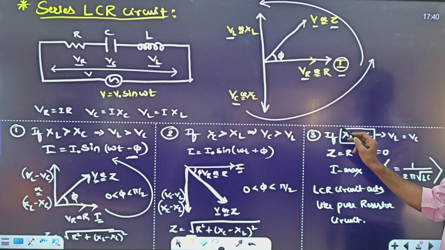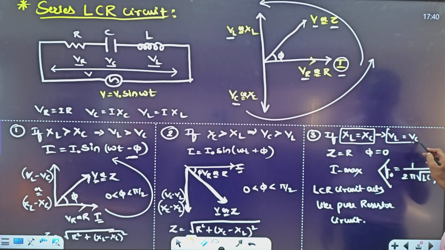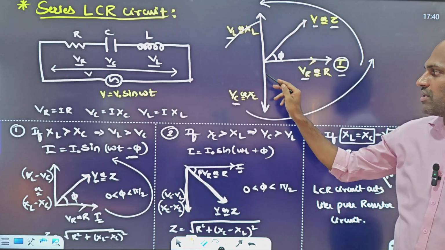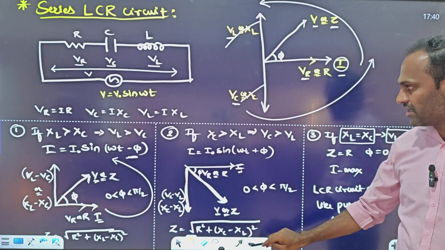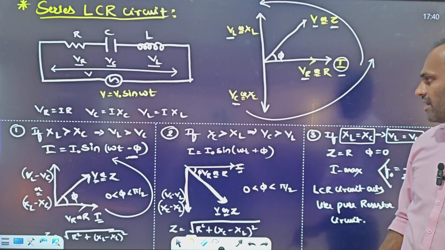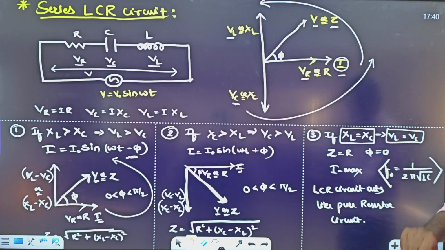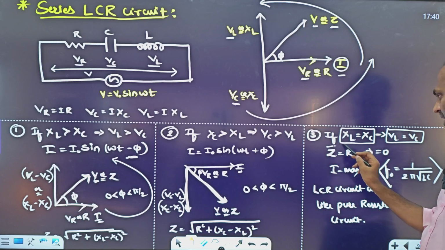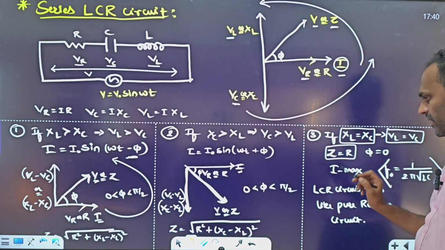If XL and XC both are equal, then VL and VC both will be equal. These both will be equal. Then these two cancel out. These both will get cancelled, right? If these both get cancelled, then it will act like a pure resistor circuit. See, if XL and XC are equal, VL and VC are equal, then Z will be equal to R.